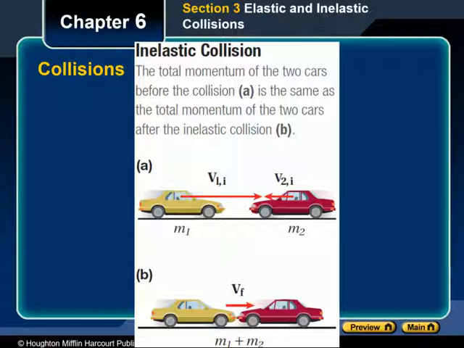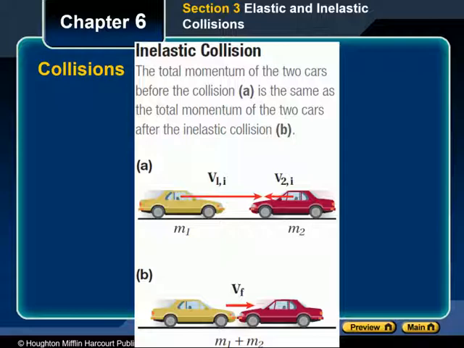In the figure on the screen here, v1 initial has a positive value, meaning m1 is moving to the right, while v2 initial has a negative value, meaning m2 is moving to the left. At this point, you should be able to understand sample problem E.